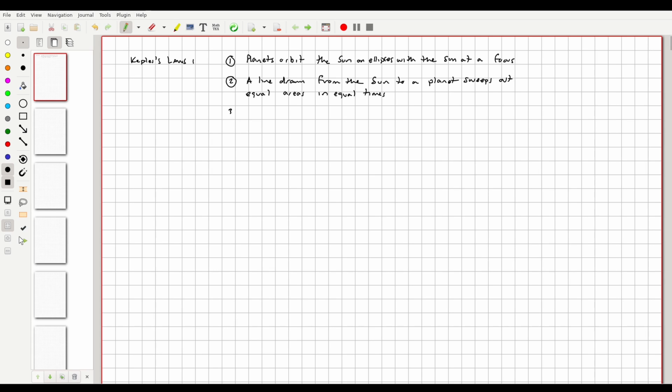And the third one was an empirical law that said that the period of a planet's orbit squared is proportional to the length of the semi-major axis of the orbit cubed. So I'm not going to derive this one right here.